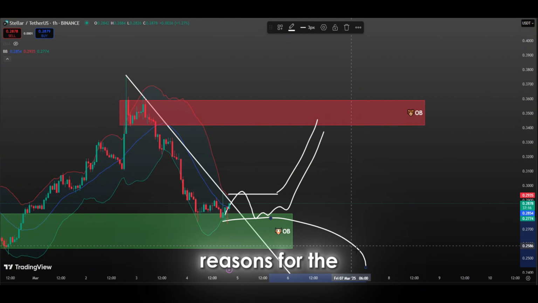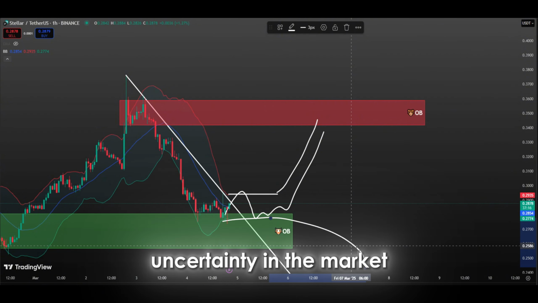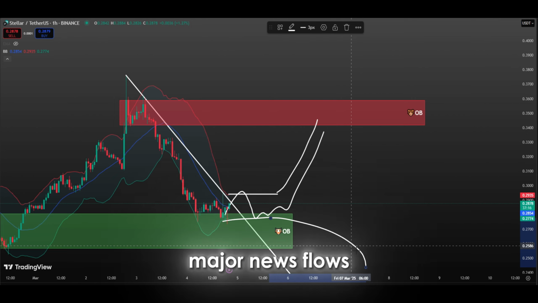One of the reasons for the current squeeze may be the uncertainty in the market. Especially ahead of major news flows, investors are cautious and volatility is reduced. This causes the Bollinger Bands to get narrower and narrower, and if the price breaks the trend, it could be a good breakout.